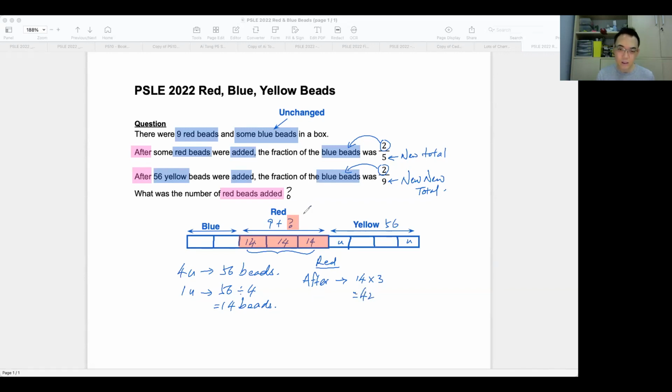And our interest is how much was added. So all I got to do now is to take 42 and subtract what was there in the first place, which is 9. And that gives me the answer, 33. So the answer is that 33 red beads were added. Okay, if you don't understand anything, you can always rewind and look at that part again.